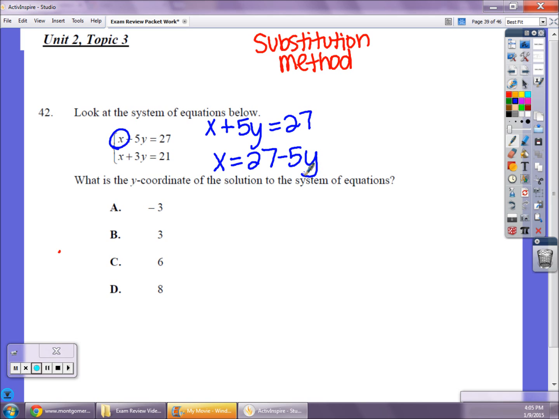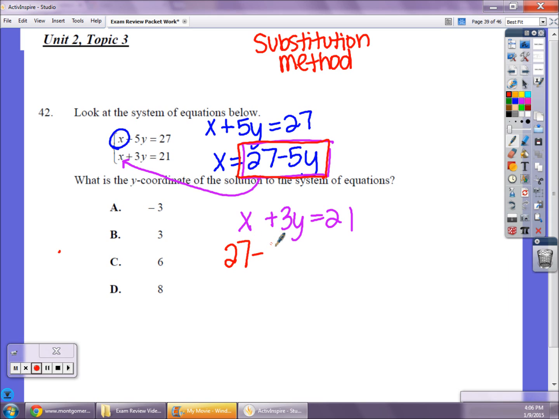Now that we've solved for x, we're going to take the right side of that equation and we're going to put that expression into the x value of our second equation. That's why we call it substitution. So let's do that. We had x plus 3y equals 21, but we know that x is equal to 27 minus 5y. So let's write that. 27 minus 5y plus 3y equals 21. And we're going to simplify and eventually solve for y.